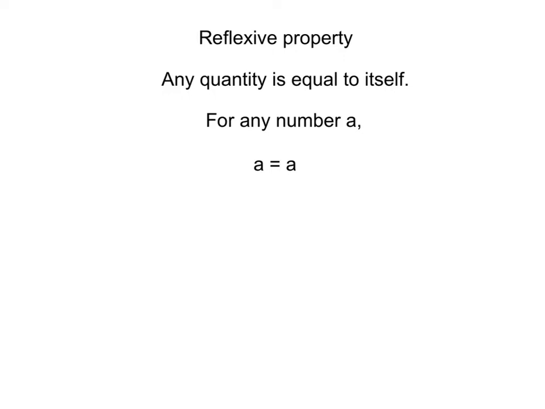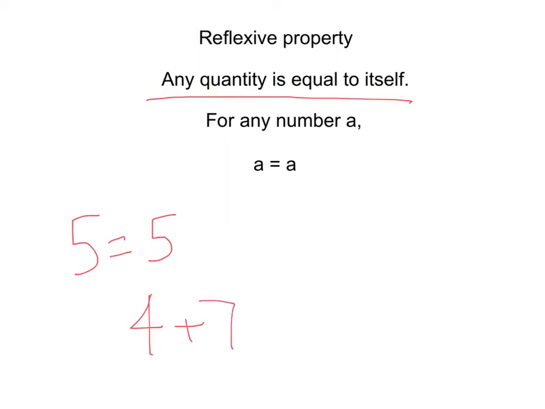The reflexive property states that any quantity is equal to itself. For any number A, A equals A. So we know that 5 equals 5, or if we have 4 plus 7, that's going to equal 7 plus 4.